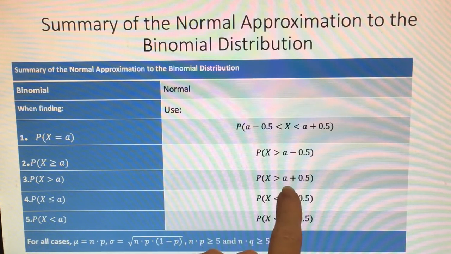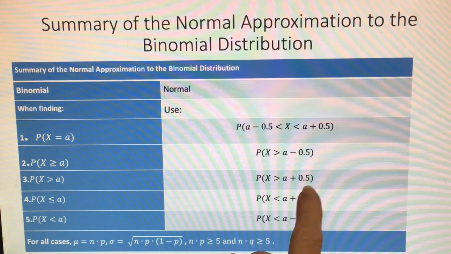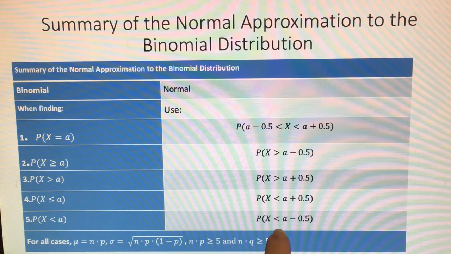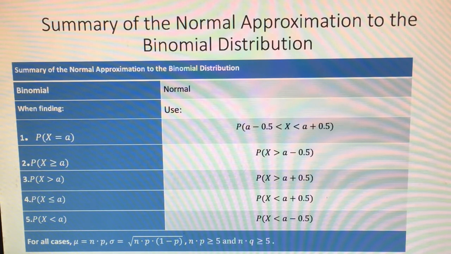And then, if we're using just the greater than, look what happens here. It's not equal to, it's greater than. So basically, it's a plus the 0.5. And then if it's the less than, it's less than a minus the 0.5. So it's moving a half a step in the direction of the inequality. So it takes a little bit to learn those, but that comes with practice. For all cases, the mean is n times p, and the standard deviation is the square root of npq.